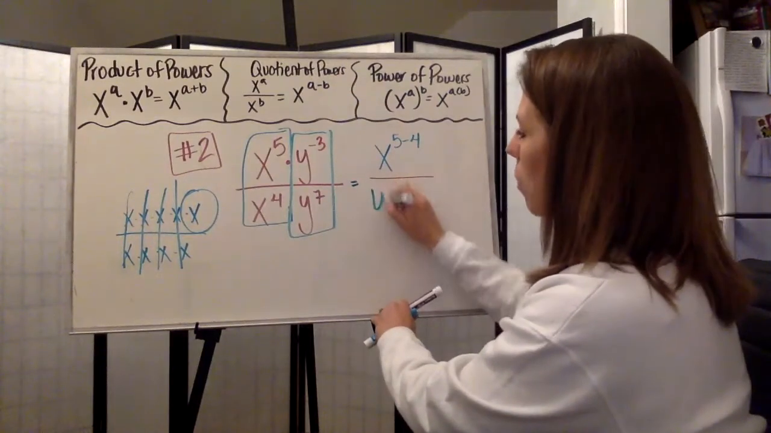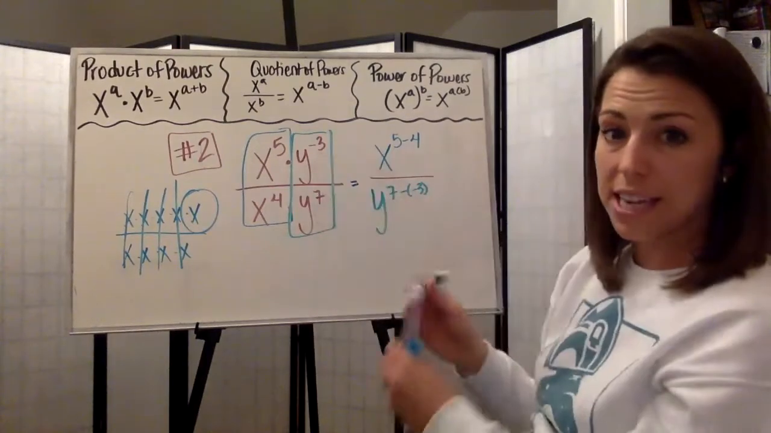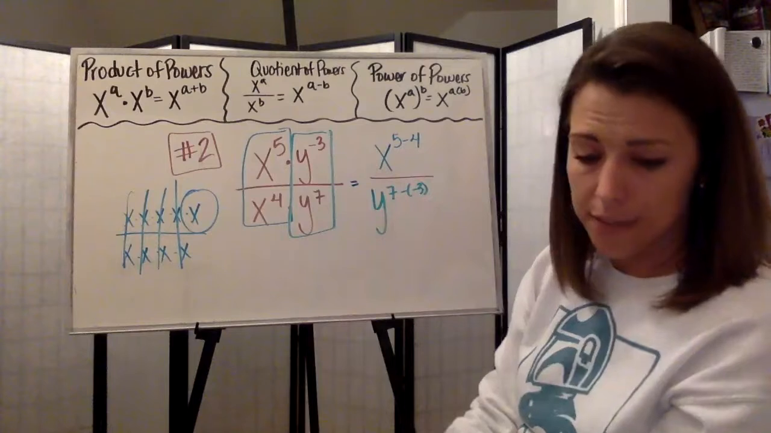So in the denominator, I have y to the 7 minus -3. Remember, this is a -3. And then again, just do the property as if the negative wasn't even there.